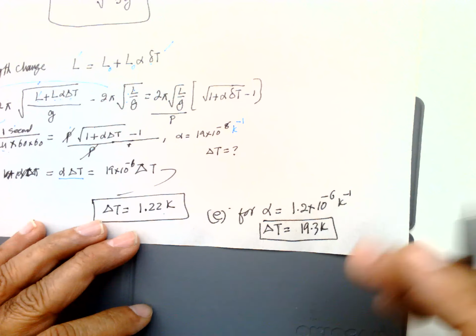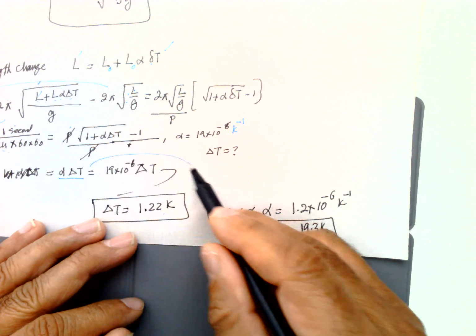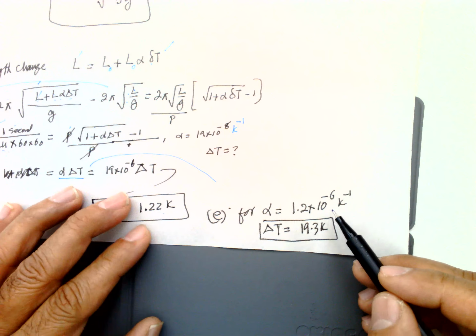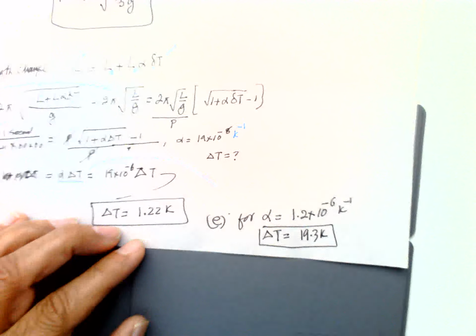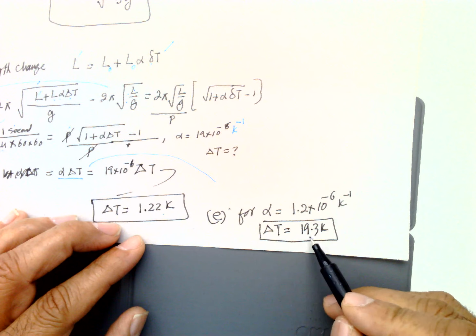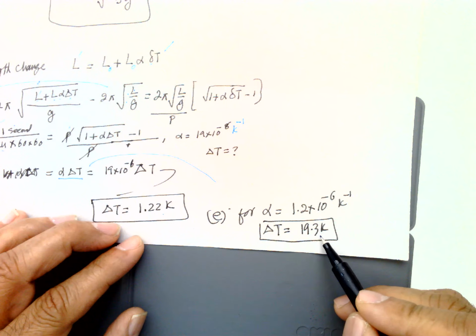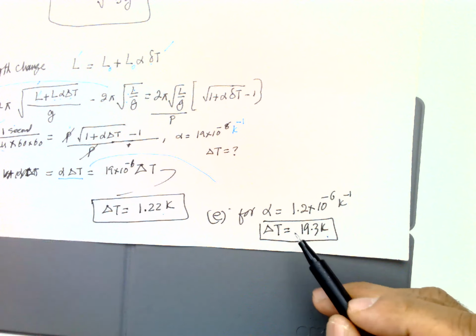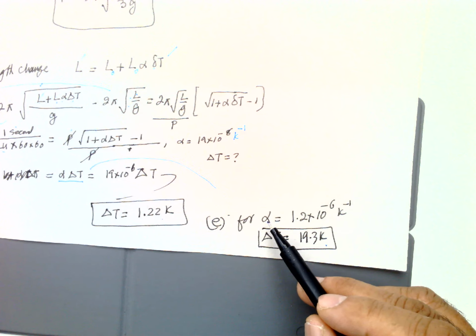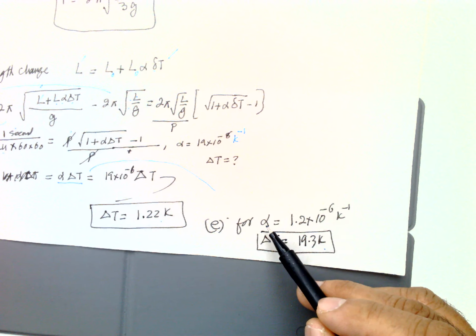If you substitute the other alpha, the lower coefficient of expansion, then delta T is 19.3 Kelvin. So that means the metal with the lower coefficient of expansion is better for the clock.